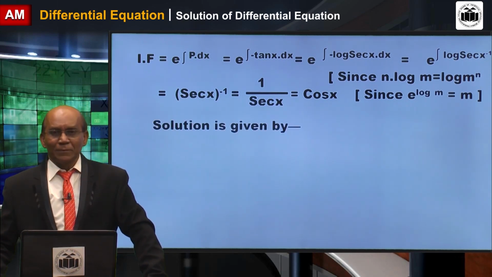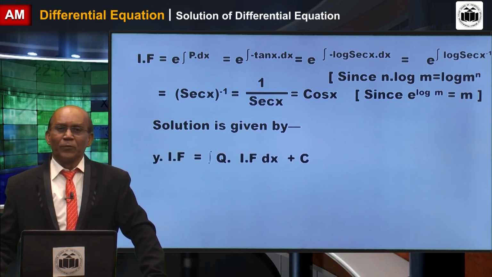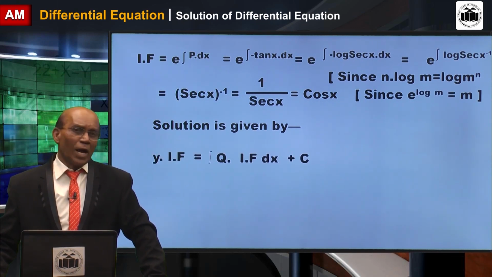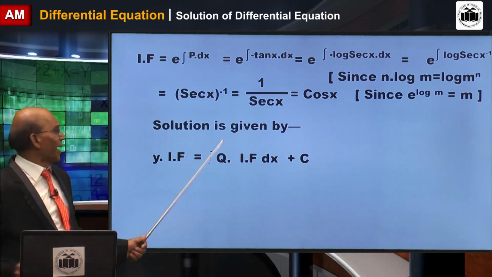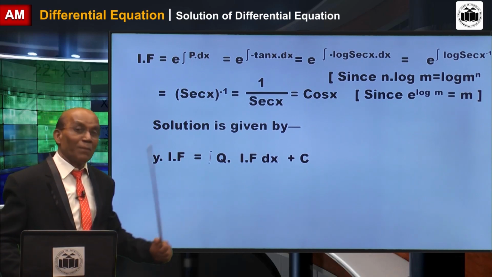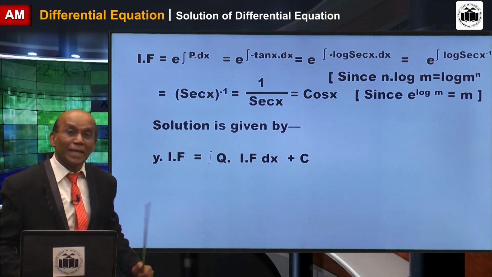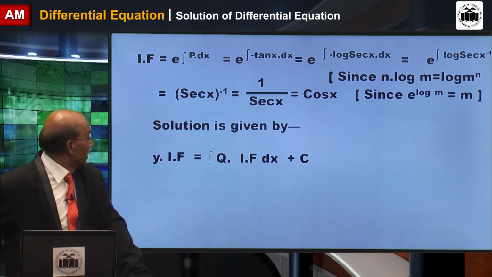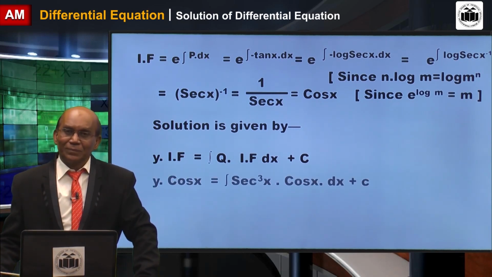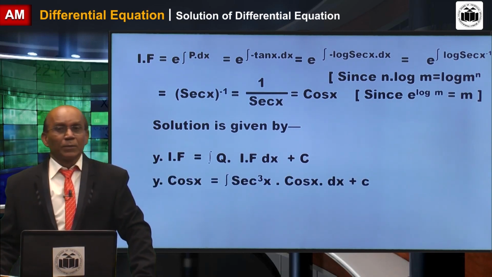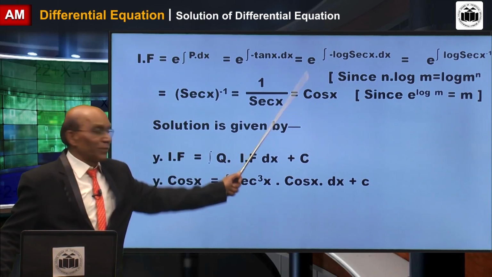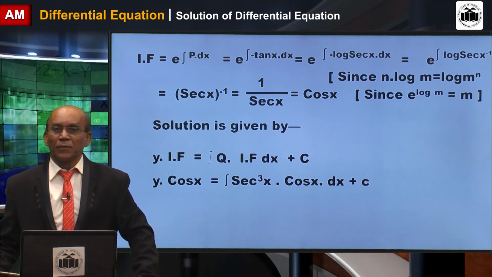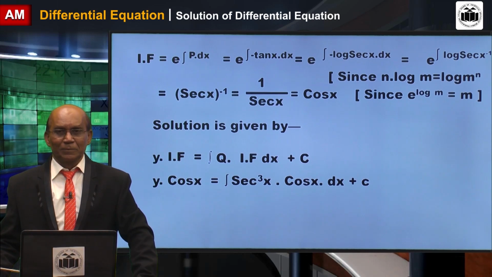The solution is given by, again, this step we repeat: y into I.F. equals integral of Q into I.F. dx plus c. Why do we repeat that step again and again? So that students can memorize that formula. So we can say here y cos x, because the integrating factor is cos x, which is given here, and then that is integral of sec square x into cos x dx plus c.